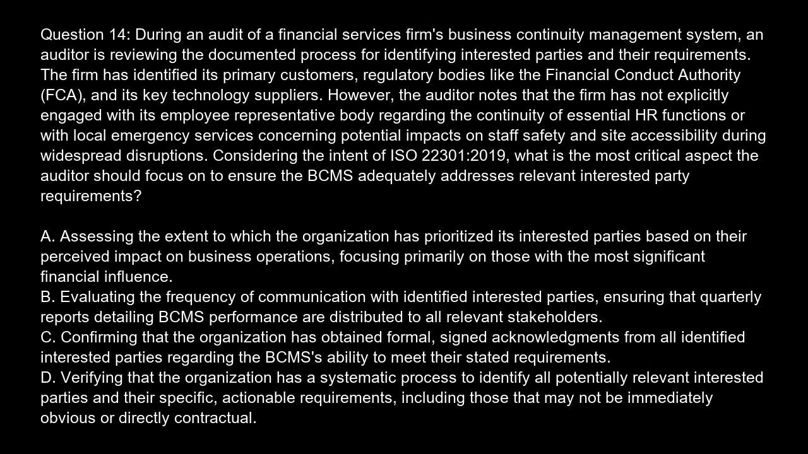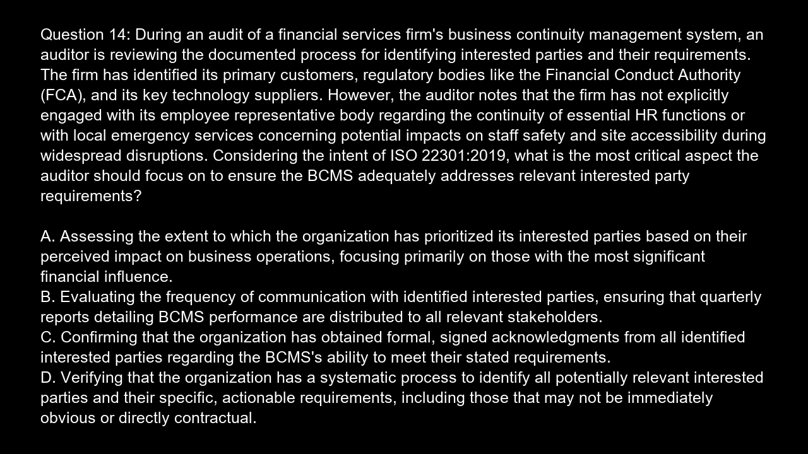Option A. Assessing the extent to which the organization has prioritized its interested parties based on their perceived impact on business operations, focusing primarily on those with the most significant financial influence. Option B. Evaluating the frequency of communication with identified interested parties, ensuring that quarterly reports detailing BCMS performance are distributed to all relevant stakeholders.